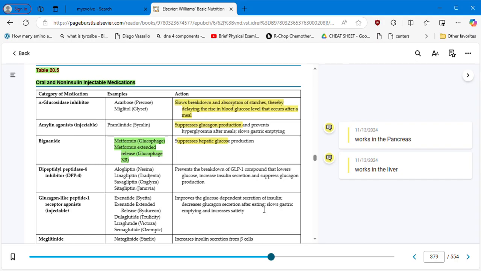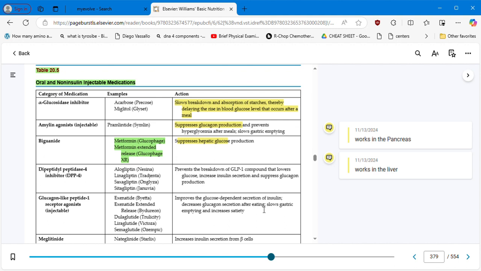And right now we're going to talk about the oral and non-insulin injectable medication. So basically, this is the beginning of the treatment, right? We start with the algorithm. Some of them are going to start with lifestyle changes. Others are going to start with metformin, which is the initial therapy, right?